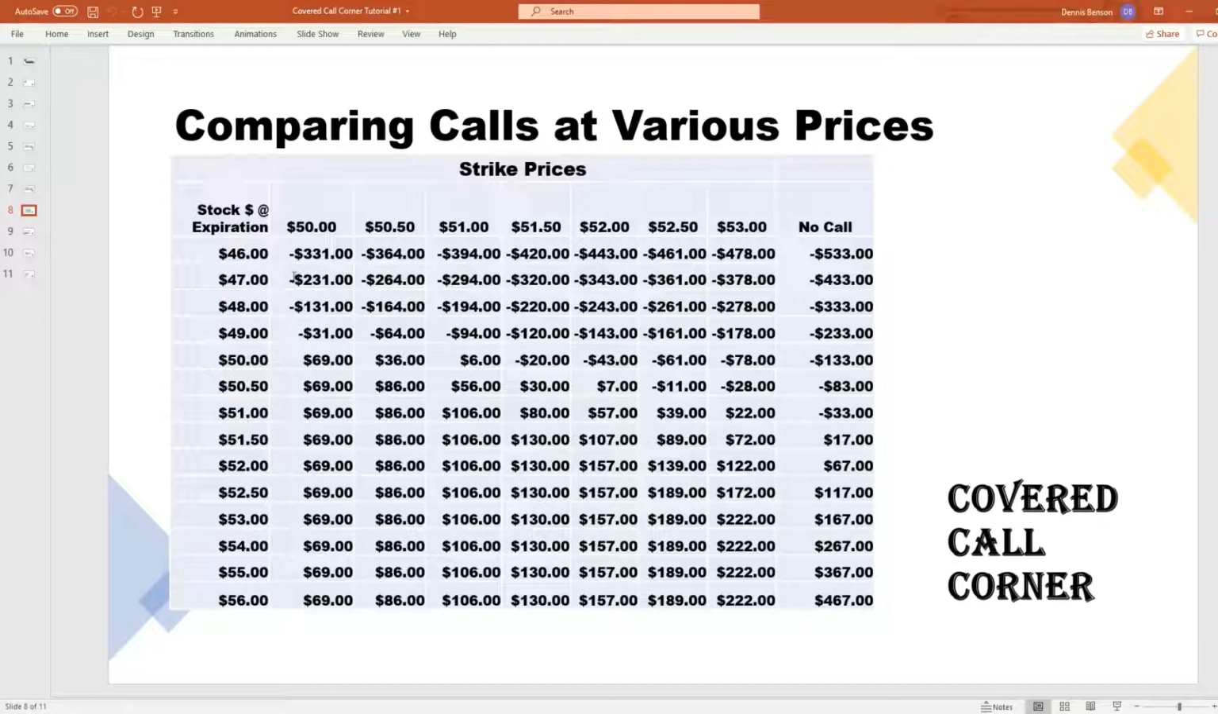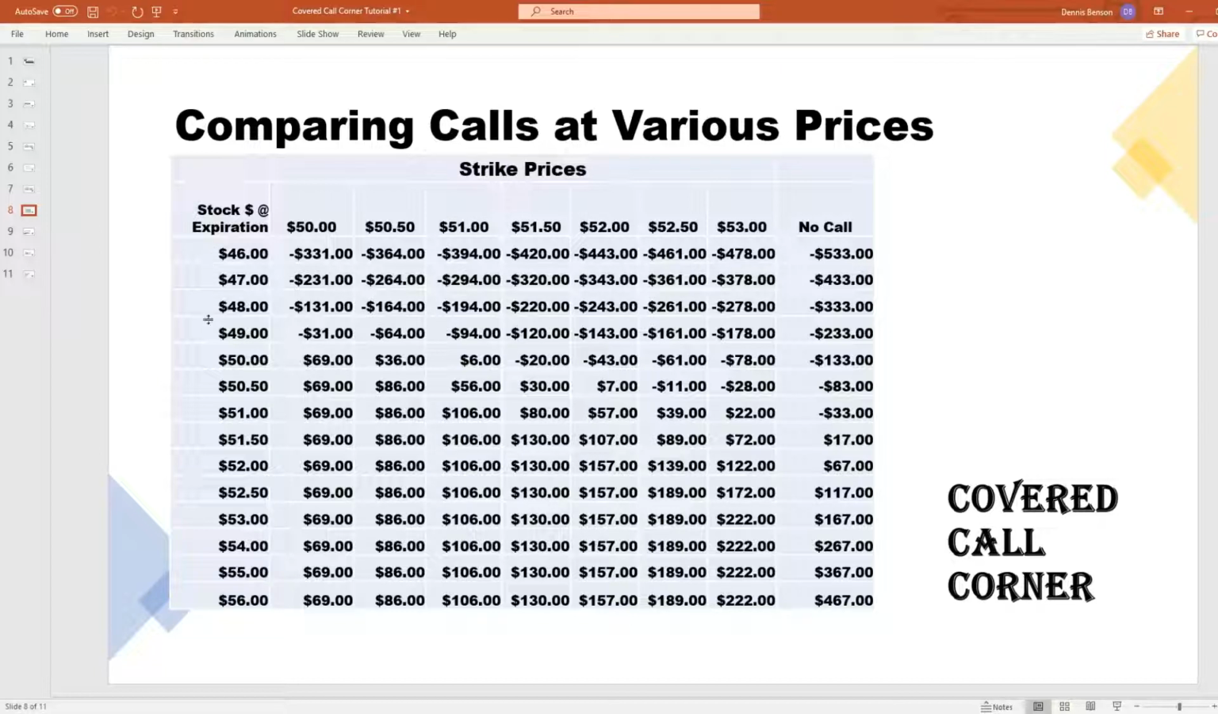So if GM tanks all the way down to $46, and that will be a pretty substantial move, that's a 10% drop in the stock in a week. If I had the 50 call on it, I'd lose $331. If I had the 52 call, I would lose more money, $443. There's the risk reward sort of thing. If I had no call in place, I could end up losing $533 all the way down to 46.